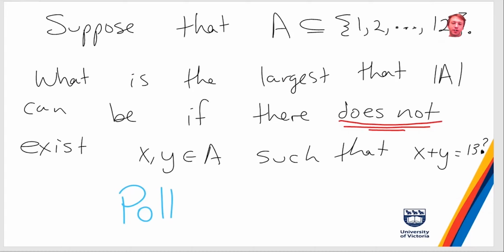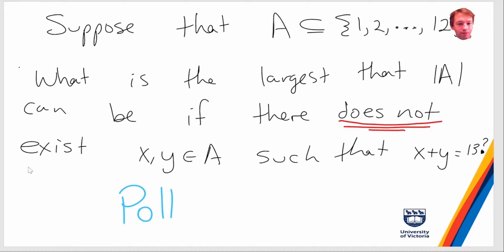This might be a bit too hard for a poll, but maybe I can start. We've got an answer of "I don't know," which is completely fair. I haven't really told you how to answer this, but the hint is really to use the pigeonhole principle. So maybe I'll start solving it, and we'll see if answers come in. How can I add up to 13? Well, what things add up to 13?